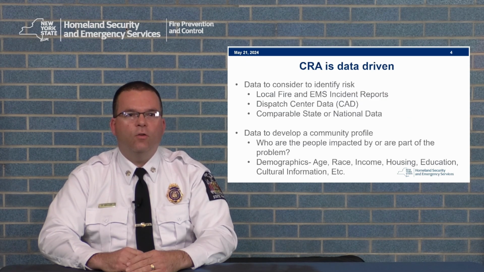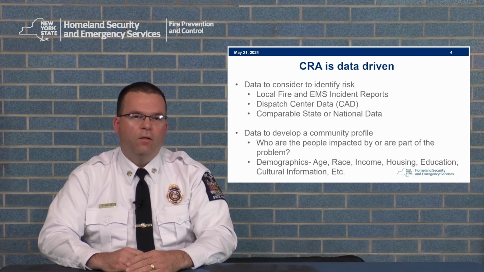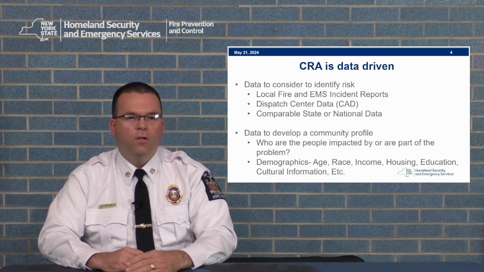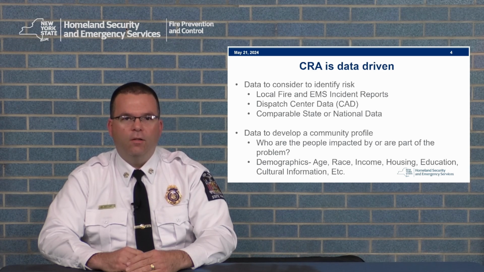So when we say CRA is data-driven, what data are we actually looking at? First, we have to identify your risks. Again, we don't want to go by anecdotal data. We want data that's actually supported by our incident reports. So take a look at your responses from the fire side and EMS: what are those items that you're responding to a lot? You can also contact your local dispatch center to tie that CAD information to it as well. Look at the timing, location within your district, wherever you're seeing those trends. And then you can compare that to your state or national data.